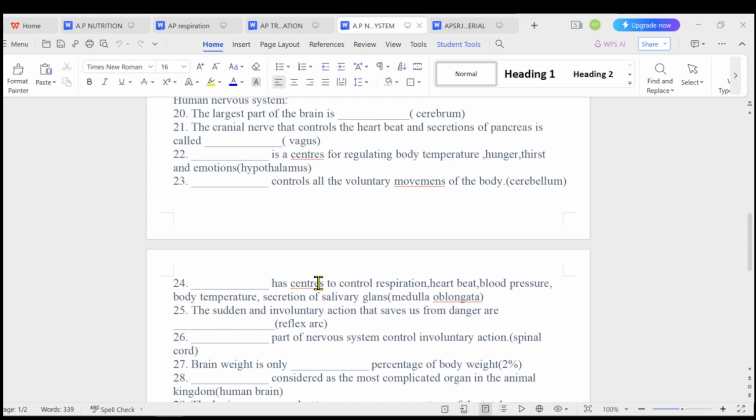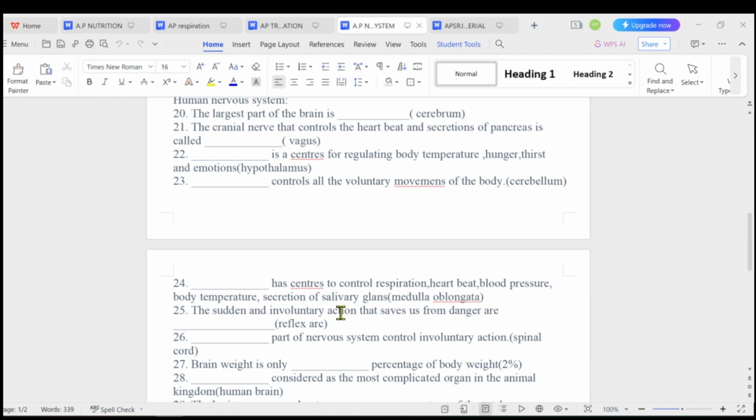What has the center to control respiration, heartbeat, blood pressure, body temperature, and secretion of the salivary glands? This is the medulla oblongata. These are all involuntary functions. We cannot control our respiration, heartbeat, blood pressure, body temperature, or secretions of the salivary glands. These are not under our control, so they are called involuntary, and those involuntary things are under the control of the medulla oblongata.